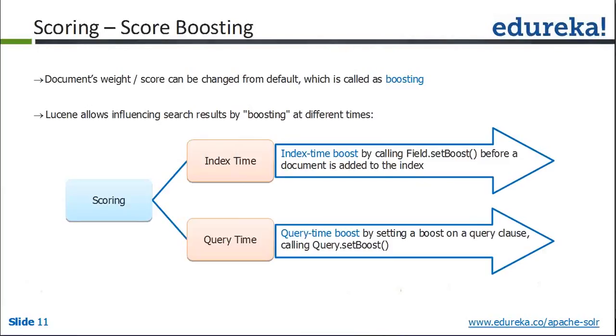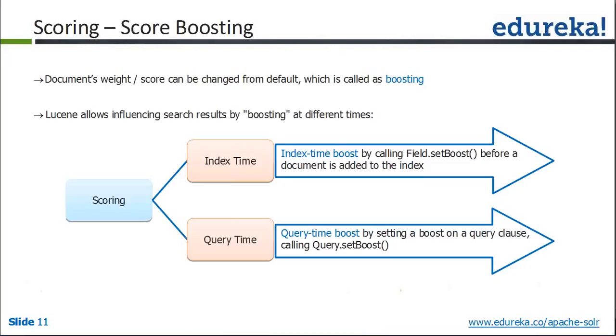Obviously, when we are dealing with documents, we might want some documents to be placed above the other ones, like how these documents are arranged in the search results. This is controlled by a feature called boosting. You can boost the documents and place one document above the others. This is controlled by the score assigned to each document, called the document weight or score, which can be changed from the default.